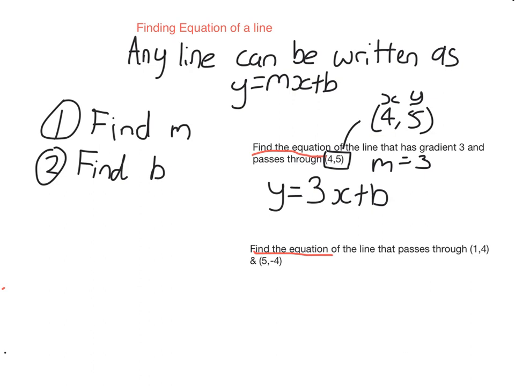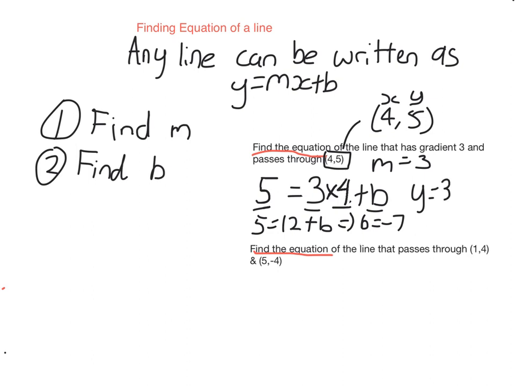So I now have the equation y equals m times x, sorry, that's a times, plus b. So 5 equals 12 plus b, because 3 times 4 is 12. Solve for b: I subtract 12 from both sides, so b is minus 7. So therefore, the equation of the line is y equals mx plus b, y equals 3x minus 7. Let's do the last question.